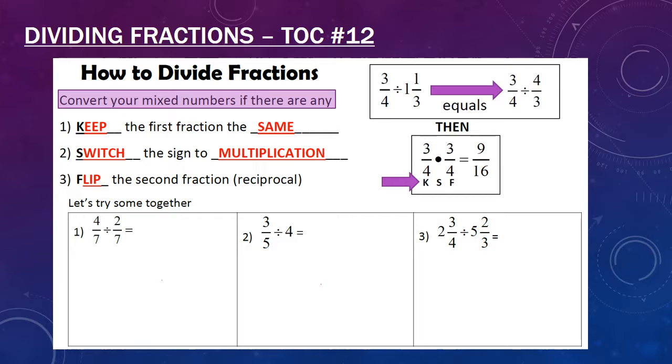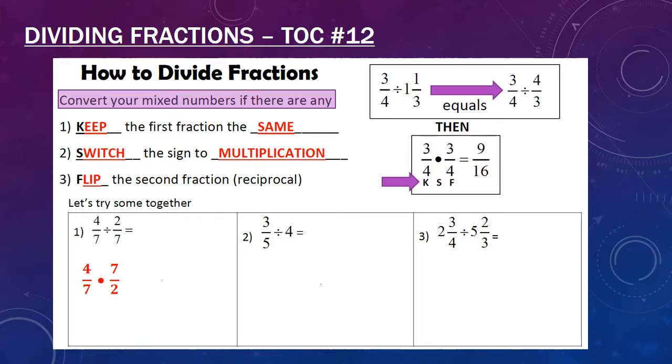So let's try some together. In the first example, we have 4/7 divided by 2/7. 4/7 stays the same. We're going to change to multiplication and then take our second fraction and flip it upside down. So it becomes 7/2.